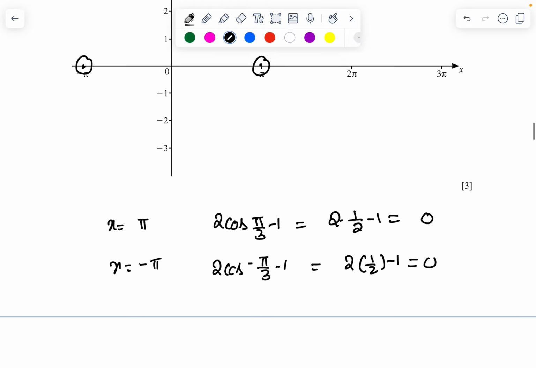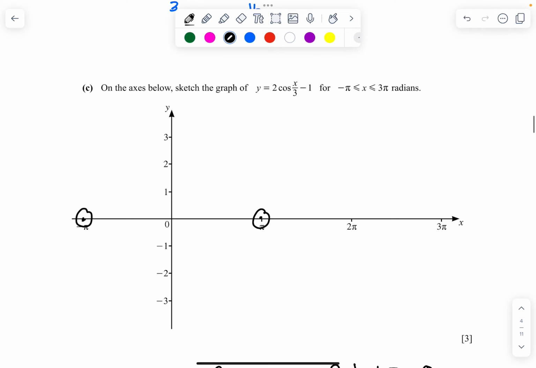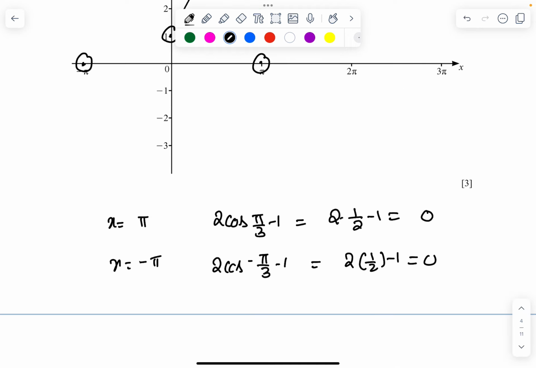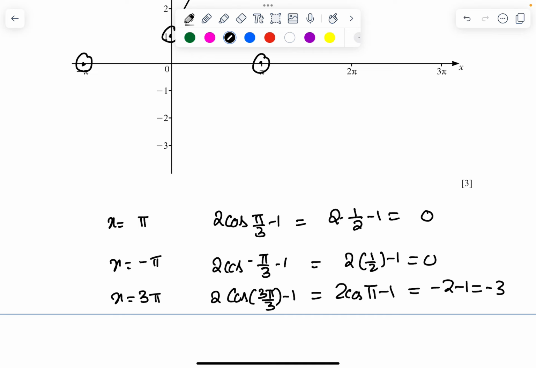Then what is the maximum value for this one? Maximum value of cos is 1. So I'm going to find out the maximum value: 2 times 1 minus 1, which is 2 minus 1, which is 1. So this is going to be the maximum value. Then I'm going to try x equals 3 pi. So 2 times cos of 3 pi by 3 minus 1, which is 2 cos pi minus 1, which is minus 2 minus 1, which is minus 3. So at 3 pi, it is minus 3.